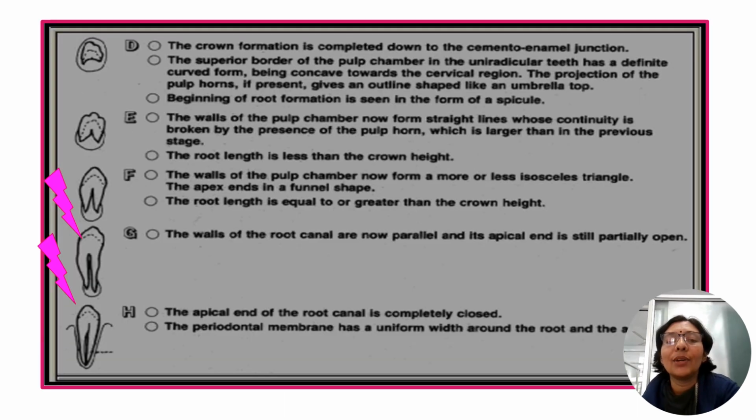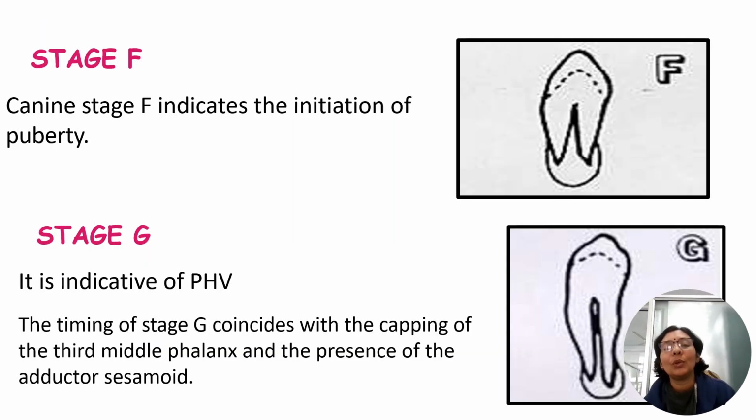Now we have dental calcification stages. This is the canine calcification stage, which were based on the stages by Demerjian and Nolla. The canine calcification stages are seen. So what stages are of importance to us are stage F and G. Canine stage F indicates initiation of puberty. As you can see, the Hartwig root sheath has just begun to form. And this is like root has just started to form.